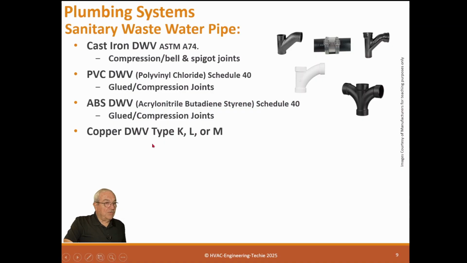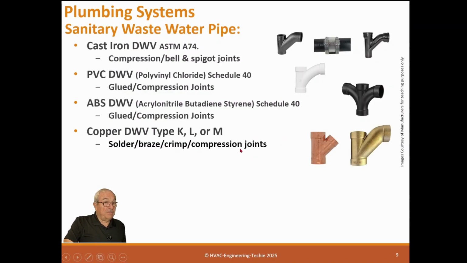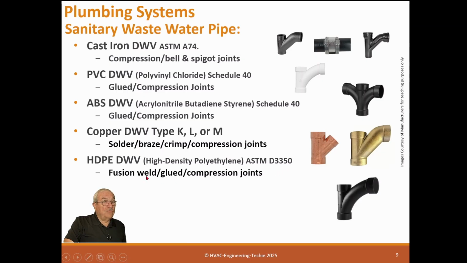And you have copper. Copper can be used for drain, waste, and vents, DWV, type K, L, or M. It's kind of expensive. In big sizes, we don't see it much anymore. And the joints are solder, braze, crimp, or compression with copper. You use brass fittings or copper fittings, either one. HDPE, which is high-density polyethylene ASTM D3350 piping, can be fusion weld, glued, or compression joints. This is used for specialty chemicals, maybe. It is somewhat more corrosion resistant, especially if regular PVC won't do.